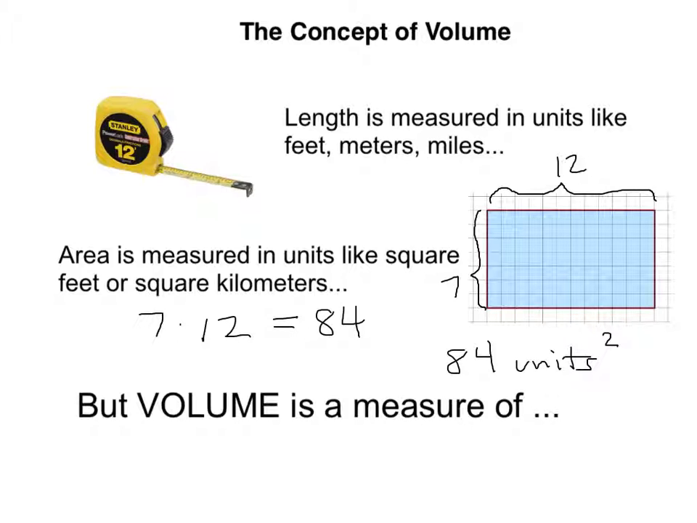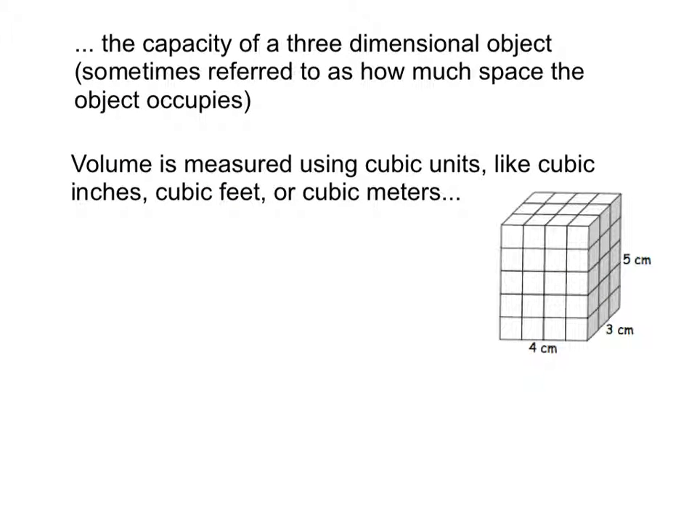Now we move on to volume, which is different from length and area. See, length has just one dimension, one measurement. Area has two different measurements. And it's like seeing how many squares it takes to tile a flat surface. But volume requires 3 measurements. So volume is a measure of the capacity of a three-dimensional object. In other words, how much air or water or sand could this container hold? Another way to put it is, how much space does an object occupy?